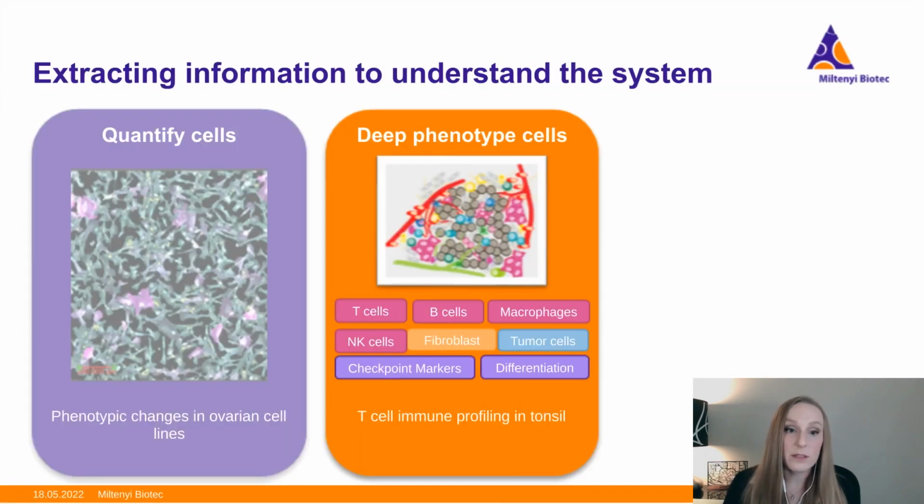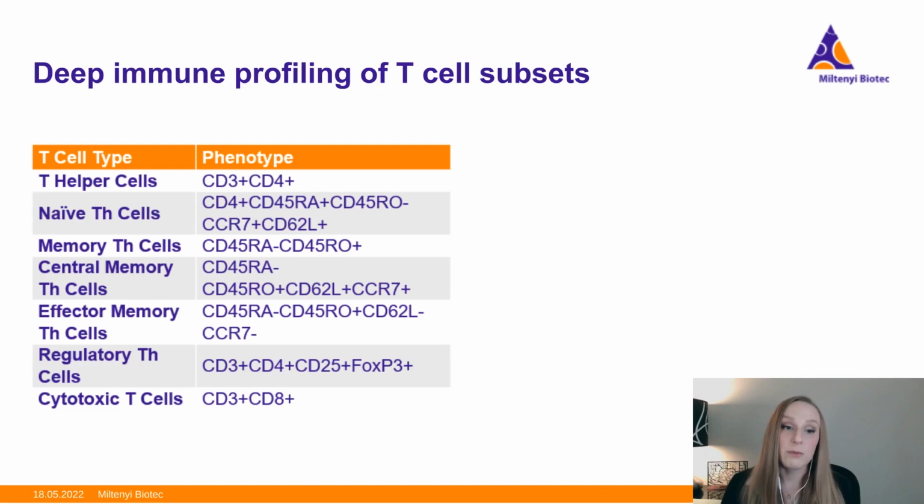Not only that, we can definitely deep phenotype. For those that are maybe not familiar, there's going to be a lot, like we talked about, in this tumor microenvironment that we would want to be able to understand. And just using the T cell immune profiling in tonsil is an example of how deep we can actually get in being able to look at all of these different T cell subsets. So on the left-hand side here, I've listed out how we think about this. Definitely CD3 is a particularly good T cell marker that everyone looks at. But again, we were looking at these subsets, getting down to things like T helper cells, cytotoxic T cells, even things like memory T helper cells. And you can see the markers that we were looking for in each one of those classifications.